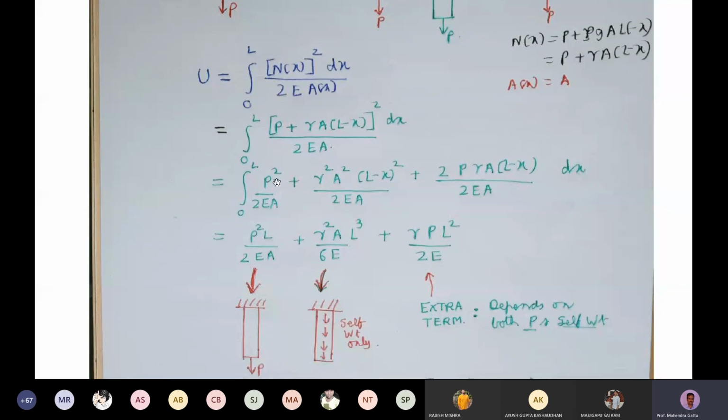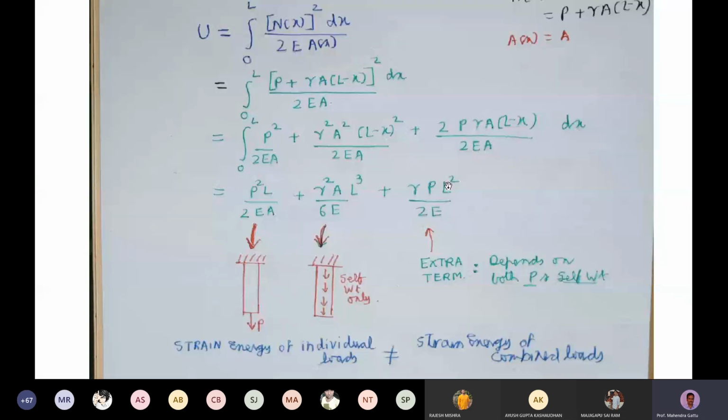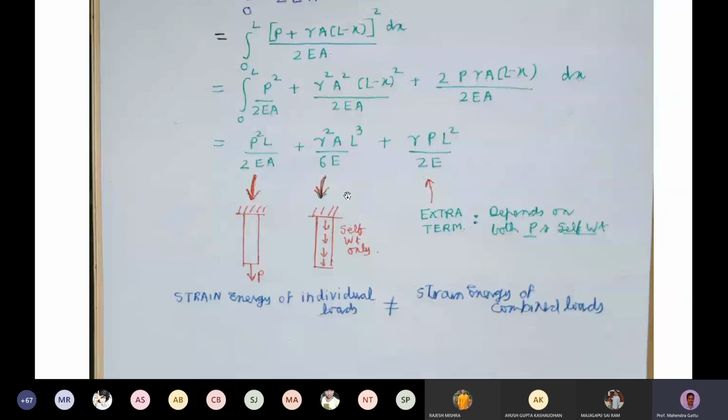And here we have L minus x. We can replace it with x dx, and we'll have L square by 2. So yeah, these two will cancel, and again we'll get L square by 2. So we'll have gamma P L square by 2E. Here the A term cancels out, and we have this term. So this is due to the A square term, this is due to the B square term, and this is due to the 2AB term.